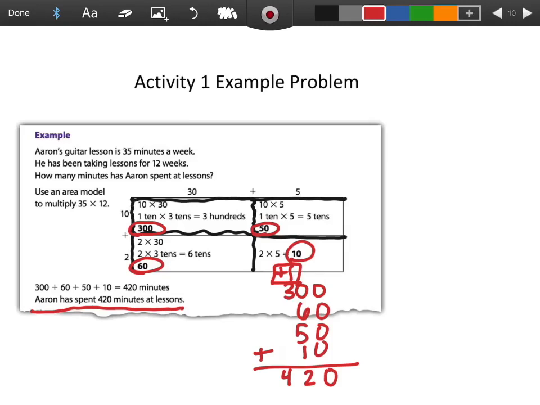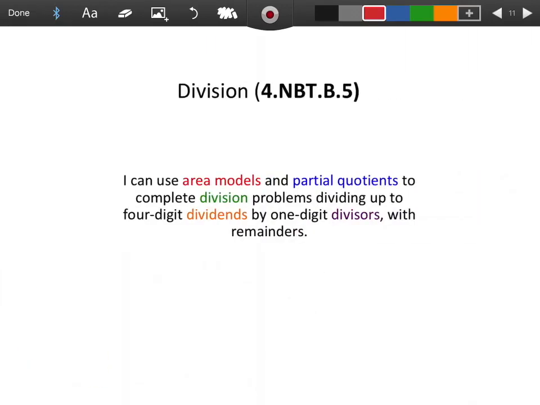Now the next problem in here, you're going to take what we just did, but you are going to go back and fill it in using partial products. Good luck. We're going to move on to the next sheet in your packet, which is going to study division.